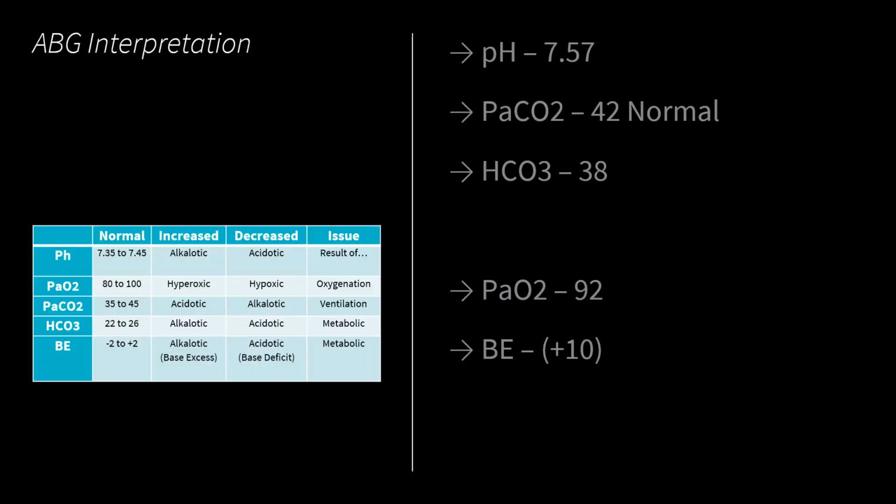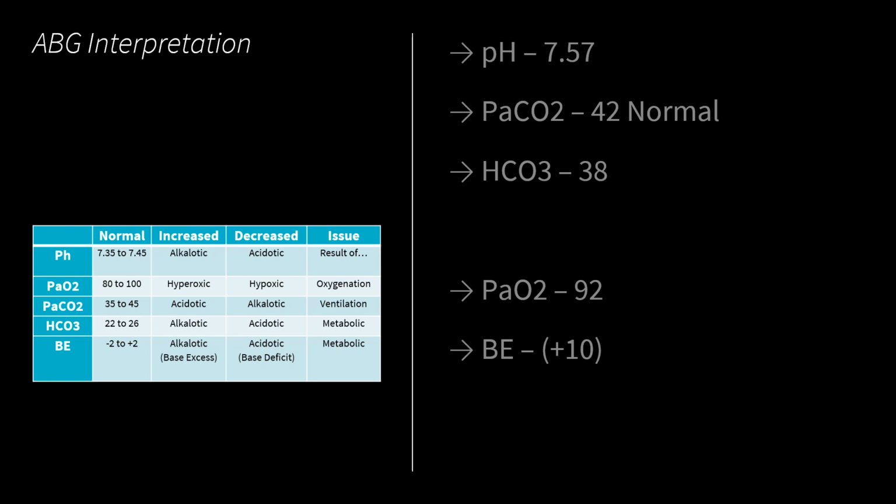All right, our next one, we look at this. We have a pH of 7.57, a PaCO2 of 42, which is normal, a bicarb of 38. And so we look at our pH first and we say, is this acid, base, or normal? That is a base or alkaline. Our CO2 is normal, so it's not helping, it's not hurting, it's not contributing. And then our bicarb is high. Normal is 26, so we're well above there. So that's also a base.